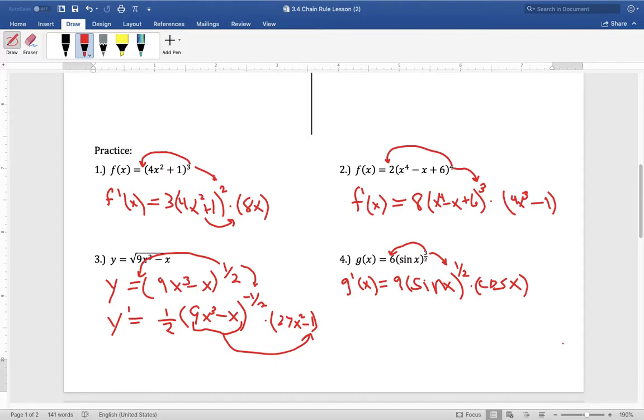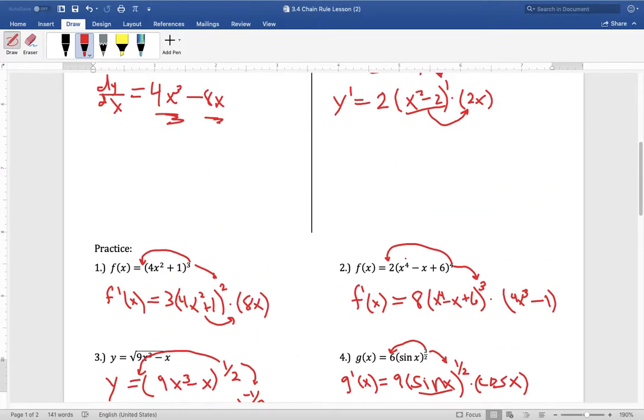Okay, so this is chain rule. It's outside derivative, leave the inside alone to the 1 less power times the derivative of whatever's on the inside. I hope these 4 examples made sense to you. I'm going to stop the video now. You can try the backside.